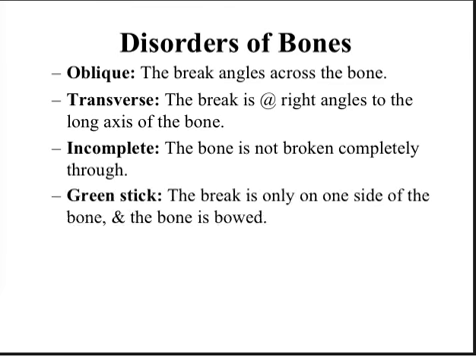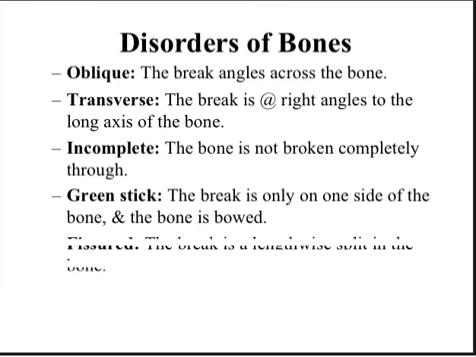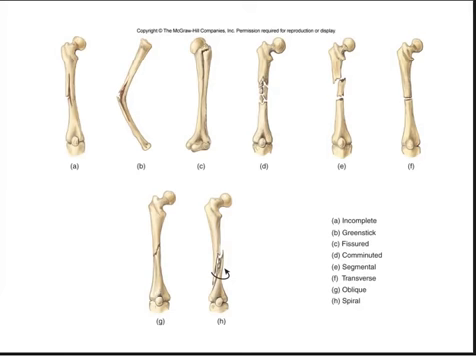A greenstick fracture is where the break is on one side of the bone and the bone is bowed, while in a fissured fracture, the break is a lengthwise split in the bone. You can see examples of these fractures here, and stay tuned for a video that details some different types of fractures.